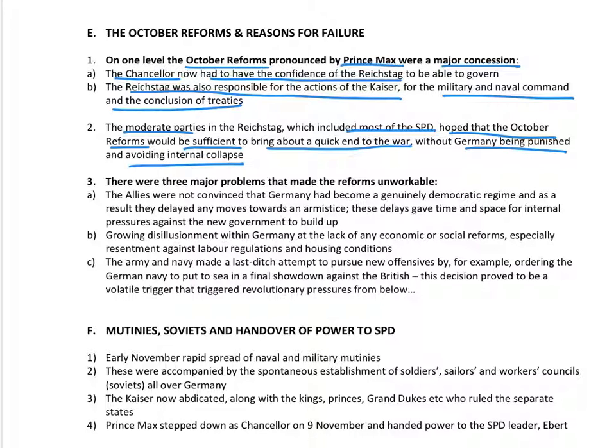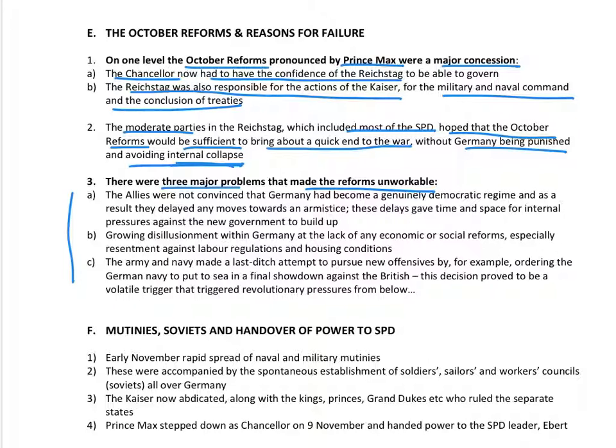Okay, so there is an argument, a case, that the October reforms could have worked because there were sufficient members of the Reichstag who were grateful for them. They did not want to get rid of the Kaiser. They saw this as a great opportunity. But what was crucial, if the October reforms were going to work, was that the war ended quickly, without Germany being punished and without an internal collapse. Now, there were three main problems that made the reforms unworkable. Three main problems, so again, learn these three.